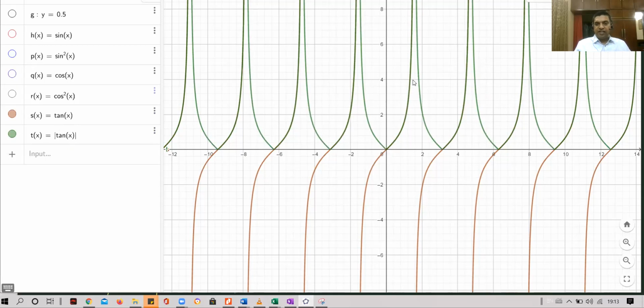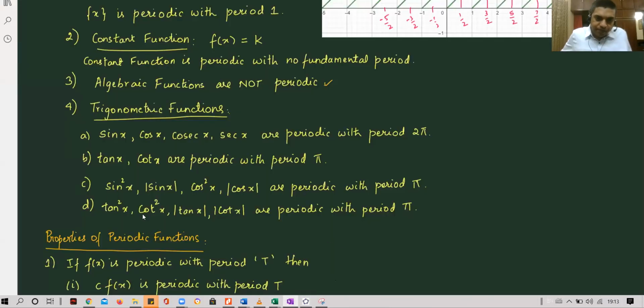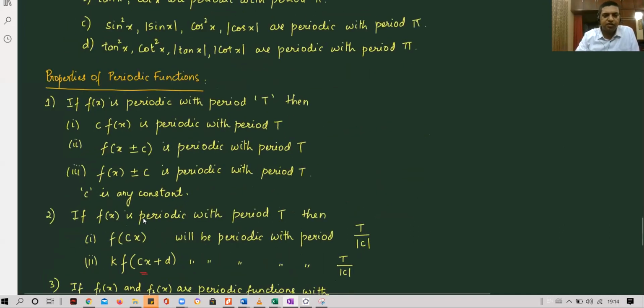The positive part will exactly match the tan x because it's not getting squared, the values remain the same. The negative portion gets reflected upwards. So this is your absolute value of tan x. Same with mod sin x, mod cos x, absolute values, you can do that. So these are trigonometric functions, they are periodic. Now properties of periodic functions.